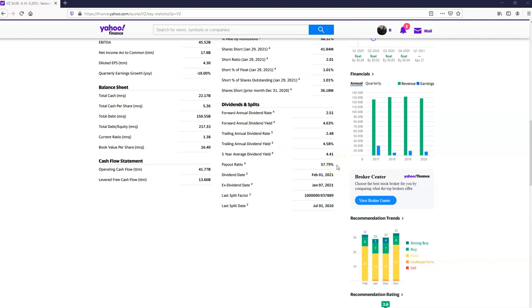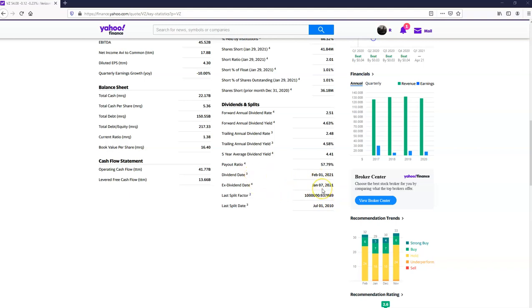This is a payout ratio. This is a dividend date, the last dividend date. And this is the ex-dividend date. By the way, to understand the difference between those two, the ex-dividend date is the date that you have to basically already own the stock in order to get paid the dividend. Then the dividend date is the date you get paid.